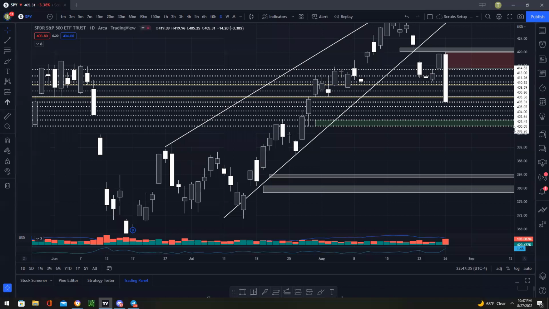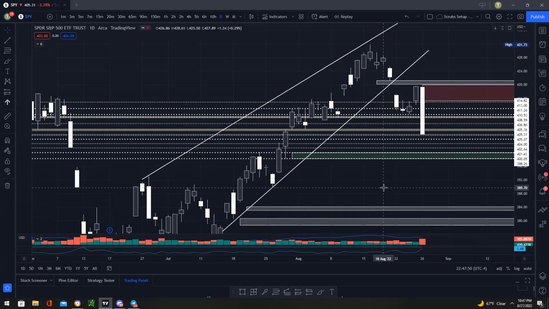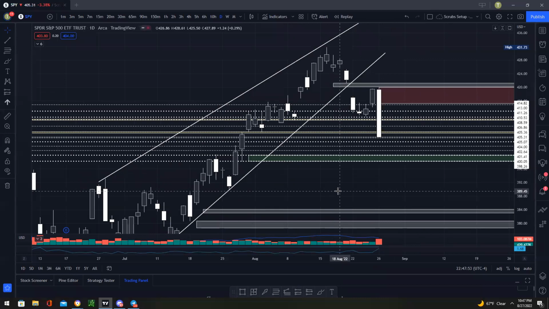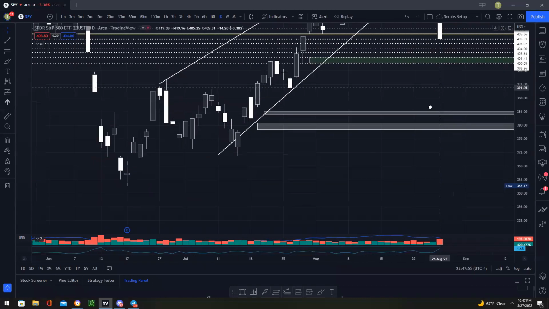Usually gap fills will get filled. It just depends on the time horizon. The time horizon could be a day, could be a month, it could be a year. We really don't know, but usually gaps like to be filled because they are considered imbalances. The market does not like to have imbalances. So yeah, but anyway, this is our SPY analysis.